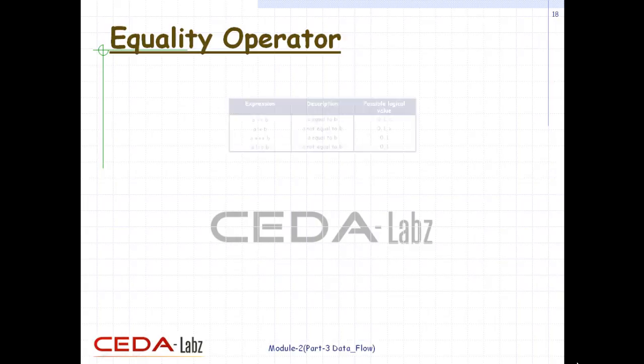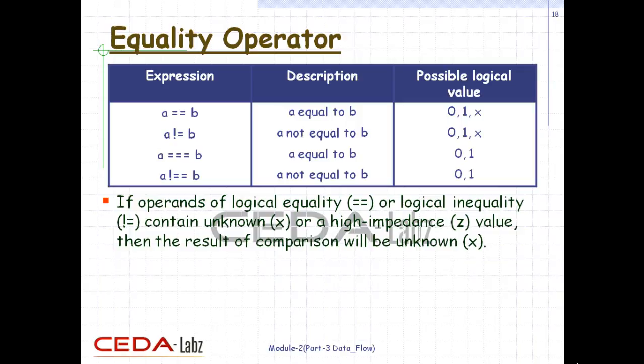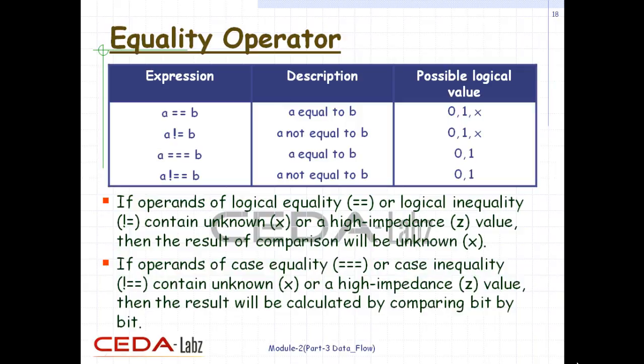It is important to note the difference between the logical equality operators and case equality operators. The logical equality operators will yield an X if either operand has X or Z in its bits. However, the case equality operators compare both operands bit by bit and compare all bits, including X and Z. The result is 1 if the operands match exactly, including X and Z bits. The result is 0 if the operands do not match exactly. Case equality operators never result in an X.